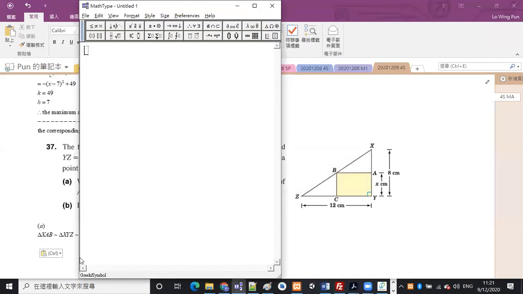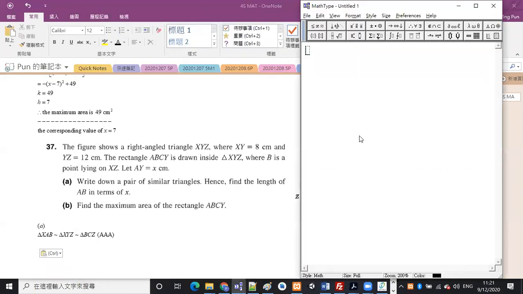Triangle XAB is similar to triangle XYZ. 要跟次序啊。OK, and then XA over, we are going to form the fractions. XA is corresponding to XY, right? And then AB is corresponding to YZ. And then the third fraction will be XB is corresponding to XZ. Okay, so this is actually corresponding sides of similar triangles.